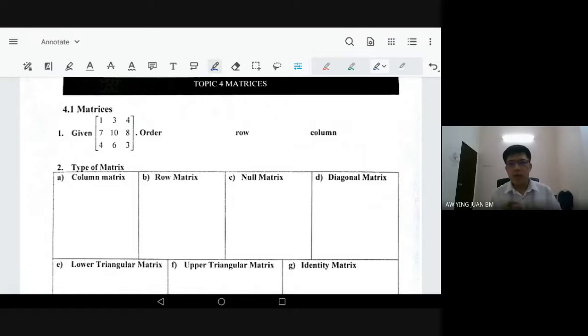Perkara yang you perlu tahu adalah order. So, here we have 3 by 3 order matrices. 3 by 3. Kita ada berapa row? Kita ada 3 row, 3 column. Boleh? Itu yang pertama. Perkara yang kedua iaitu element atau kita panggil dia entries.